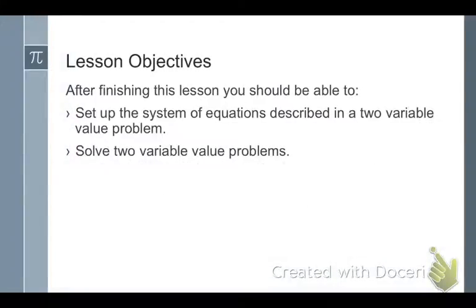After finishing this lesson, we should be able to set up a system of equations as described in a two-variable word problem. In other words, in a word problem, you're not given the equations, you have to figure them out first. And then we will solve the system of equations using the methods we have just learned in lessons 2 and 3, substitution and elimination. So setting them up and solving them are the two objectives when we're given these types of word problems.